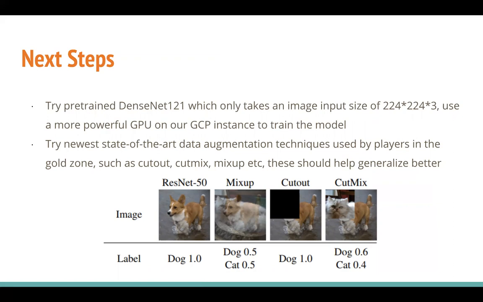And also we would like to try the newest state-of-the-art data augmentation techniques used by players in the Kaggle zone, such as cutout, cutmix, mixup. As you can see, mixup is mixing two images together, cutout is cutting out a portion of the image, and cutmix is to cut a portion of one image and put it on top of another image. And I think all these techniques should help our model generalize better.